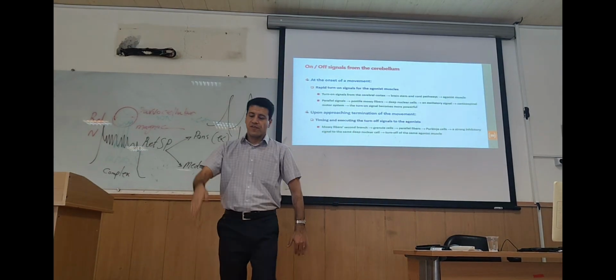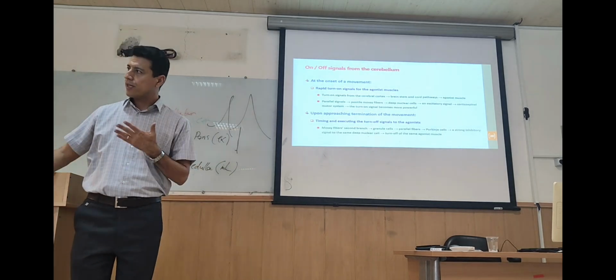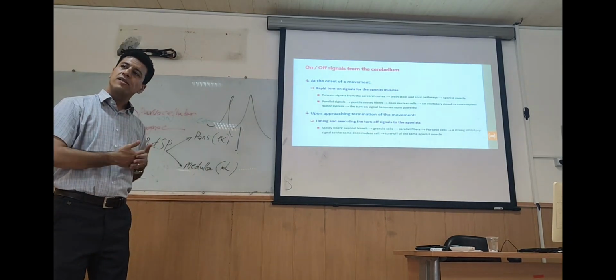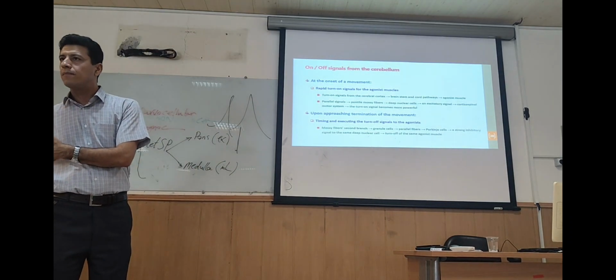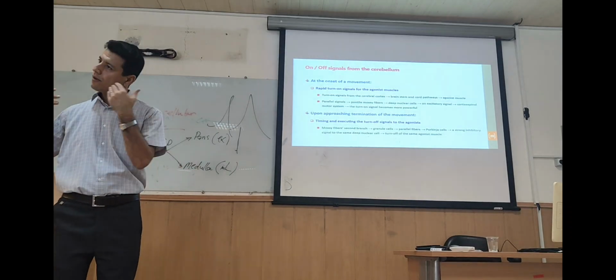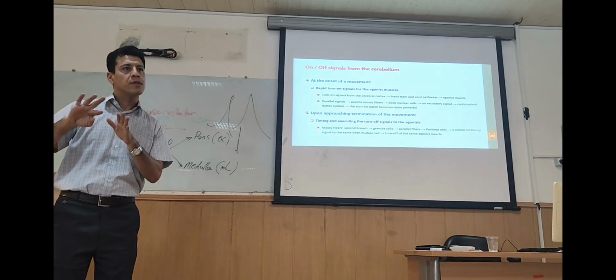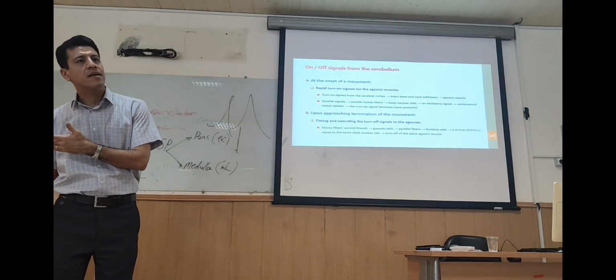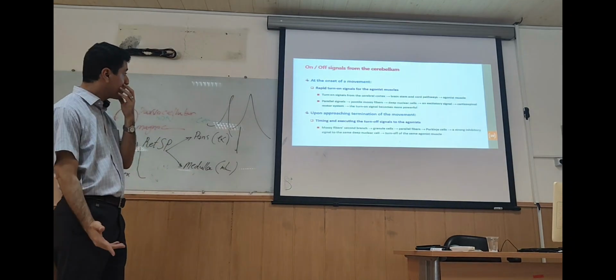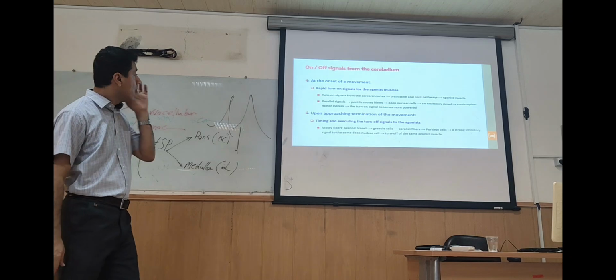So again, we have on and off signals to the muscle. The on signal is supported by the cerebellum. The off signal also is supported. The on signal is supported by the short loop. The off signal is supported by the long loop, right? Because the signs are different.